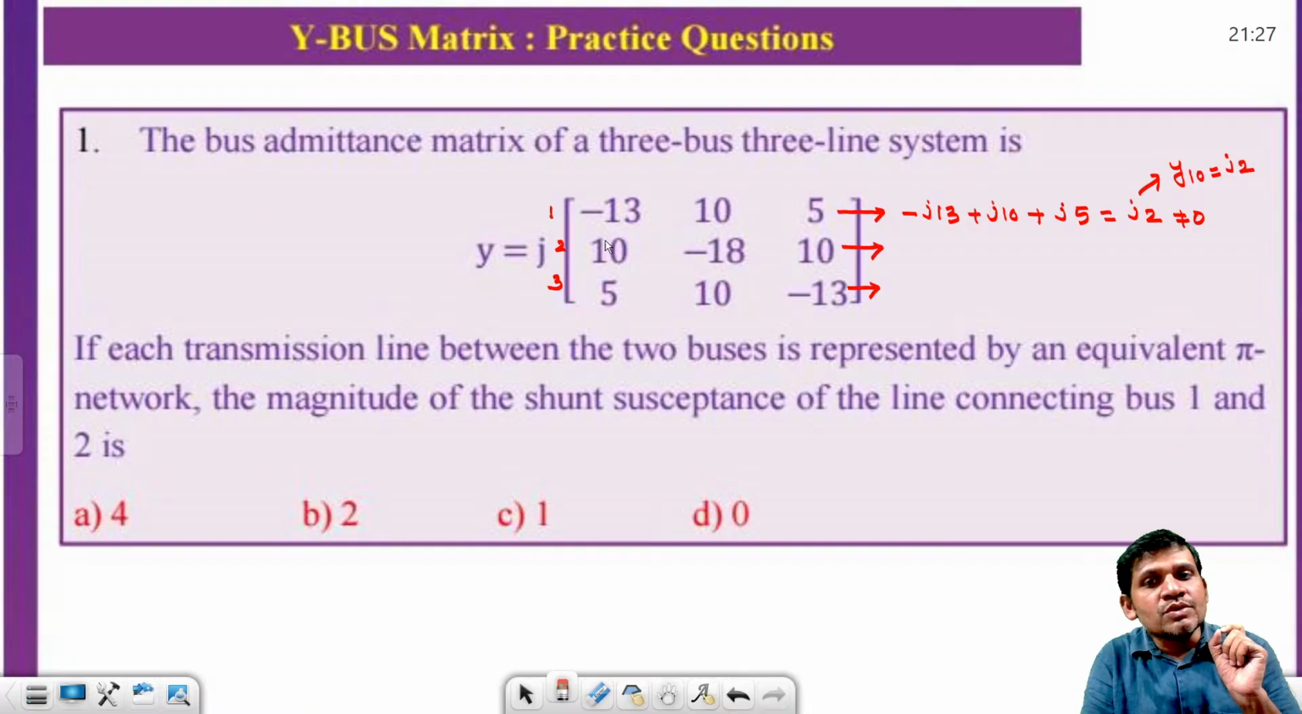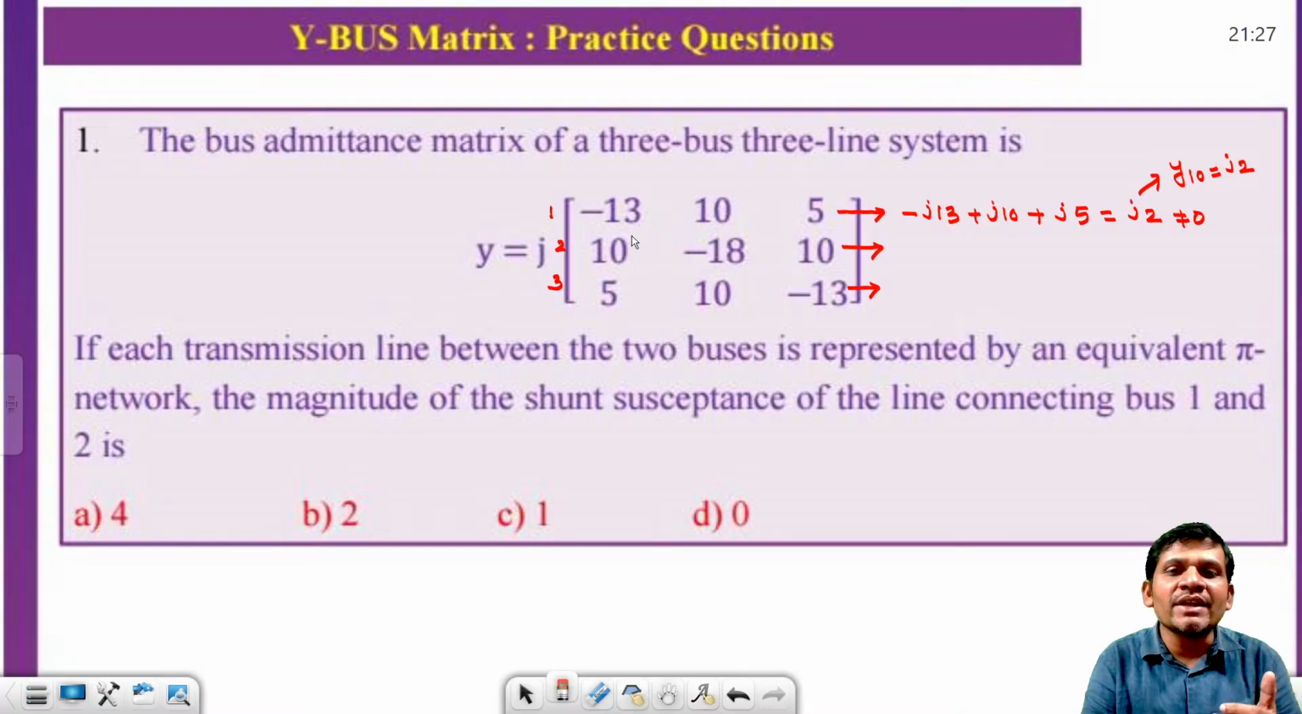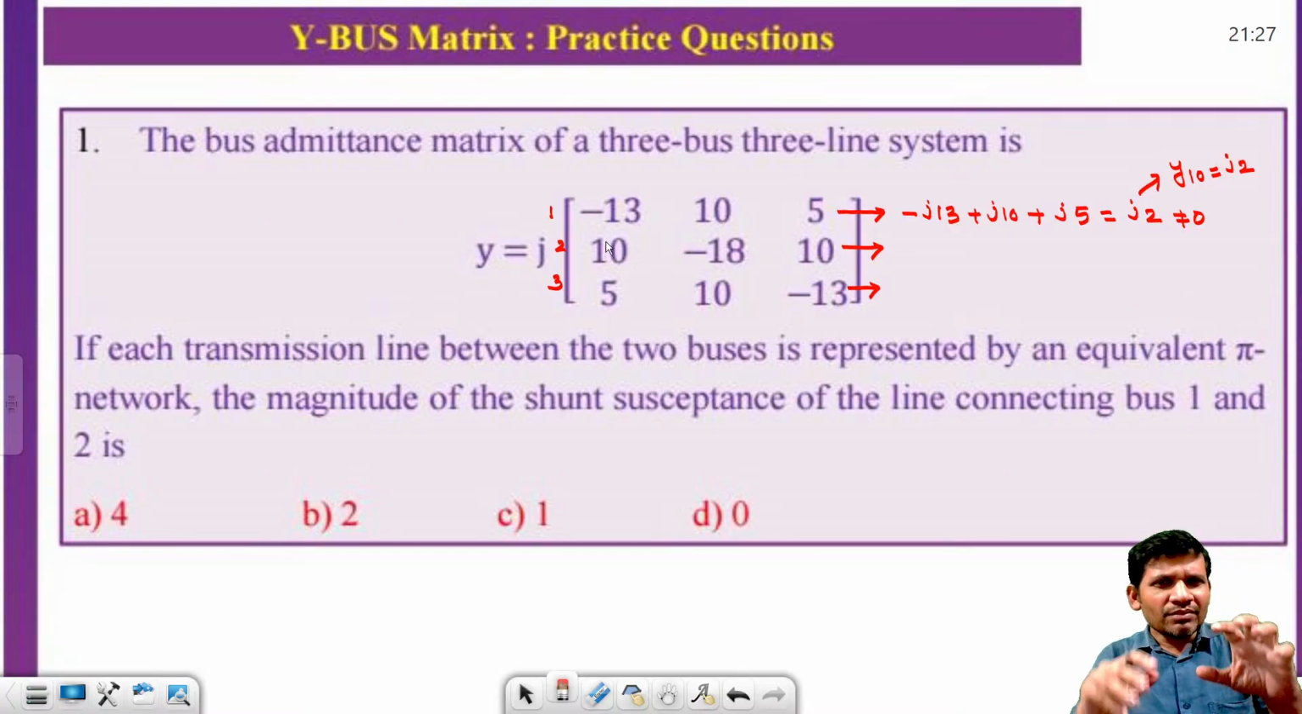That means bus 1 is having the shunt element. How to identify? Here I am calculating the sum of the row. If the sum of the row is not equal to 0, then we can say that bus 1 is connected with a shunt element. I am not giving the detailed concept here. You already know this concept. With that assumption, I am solving the question.